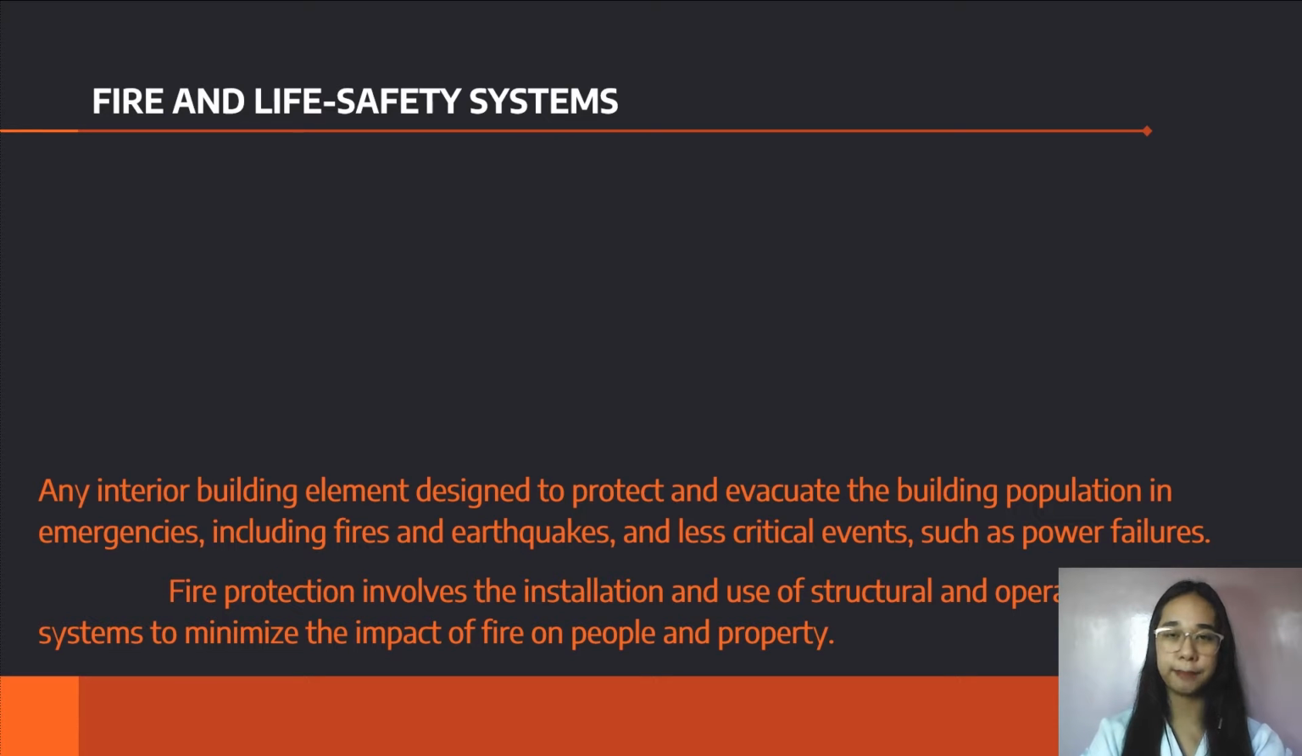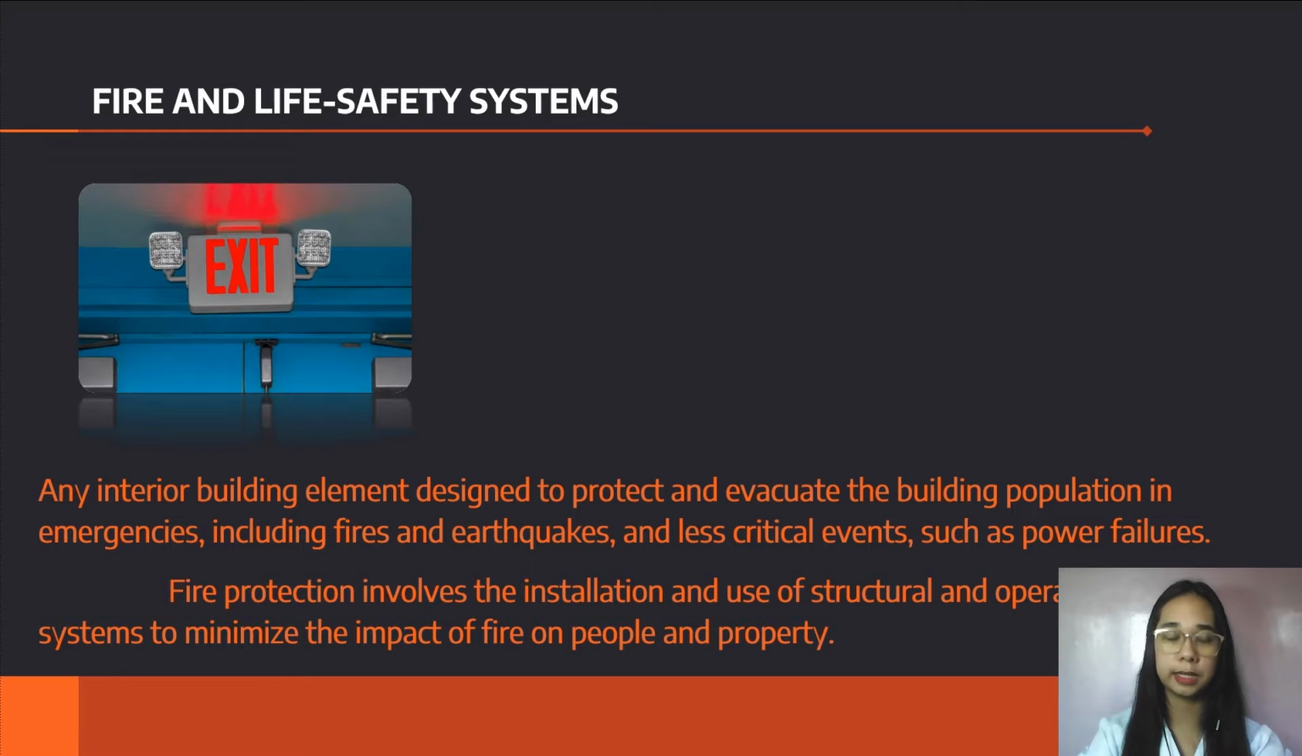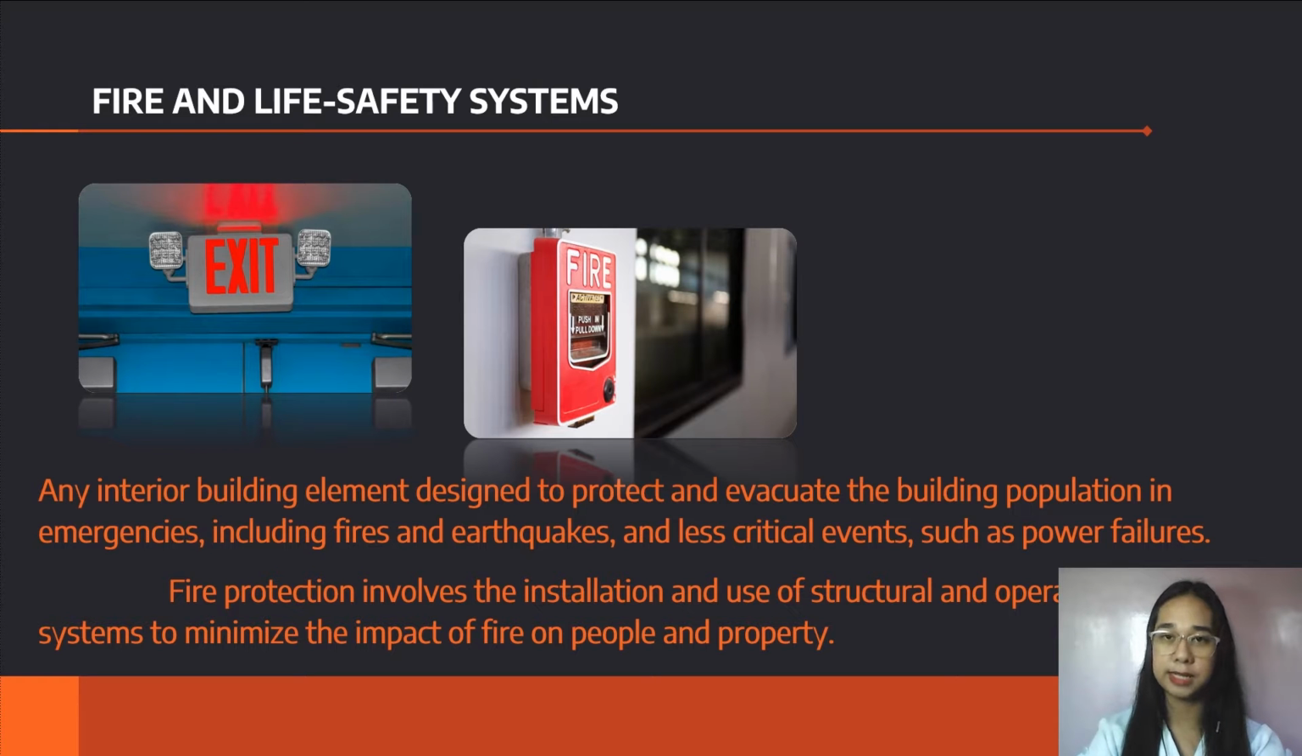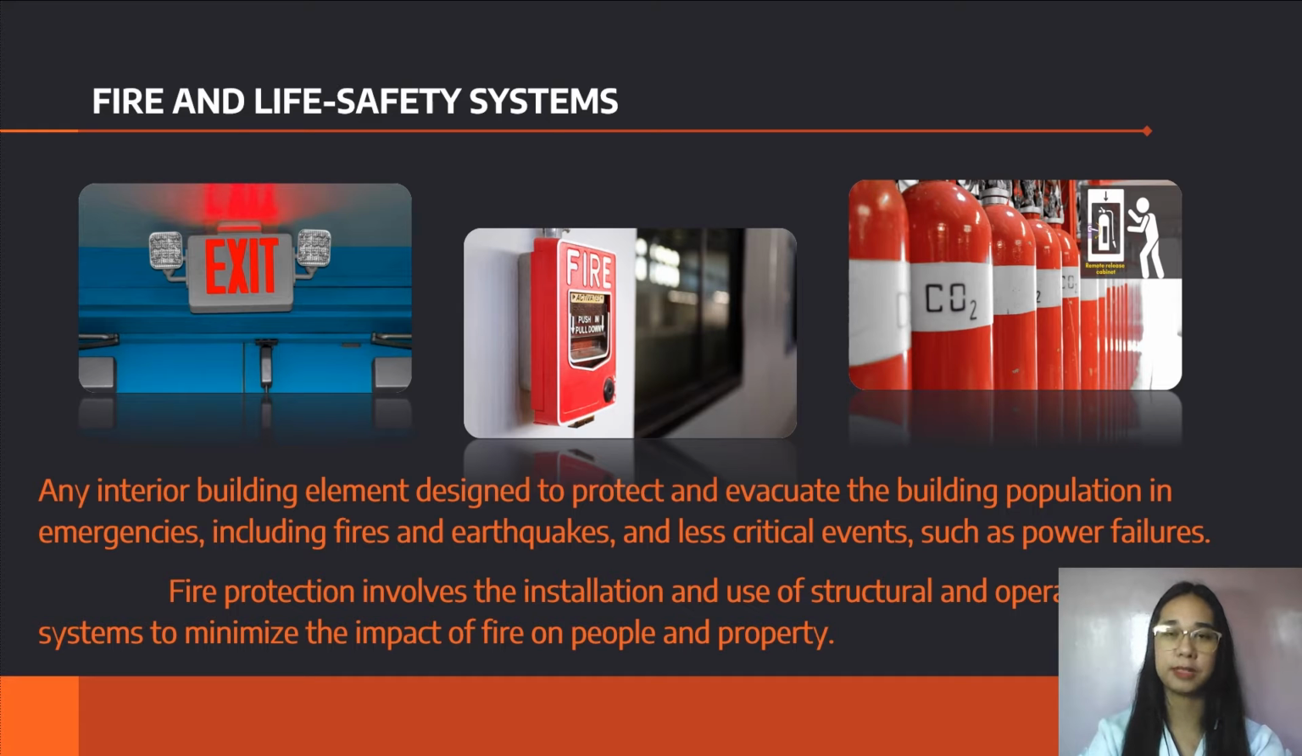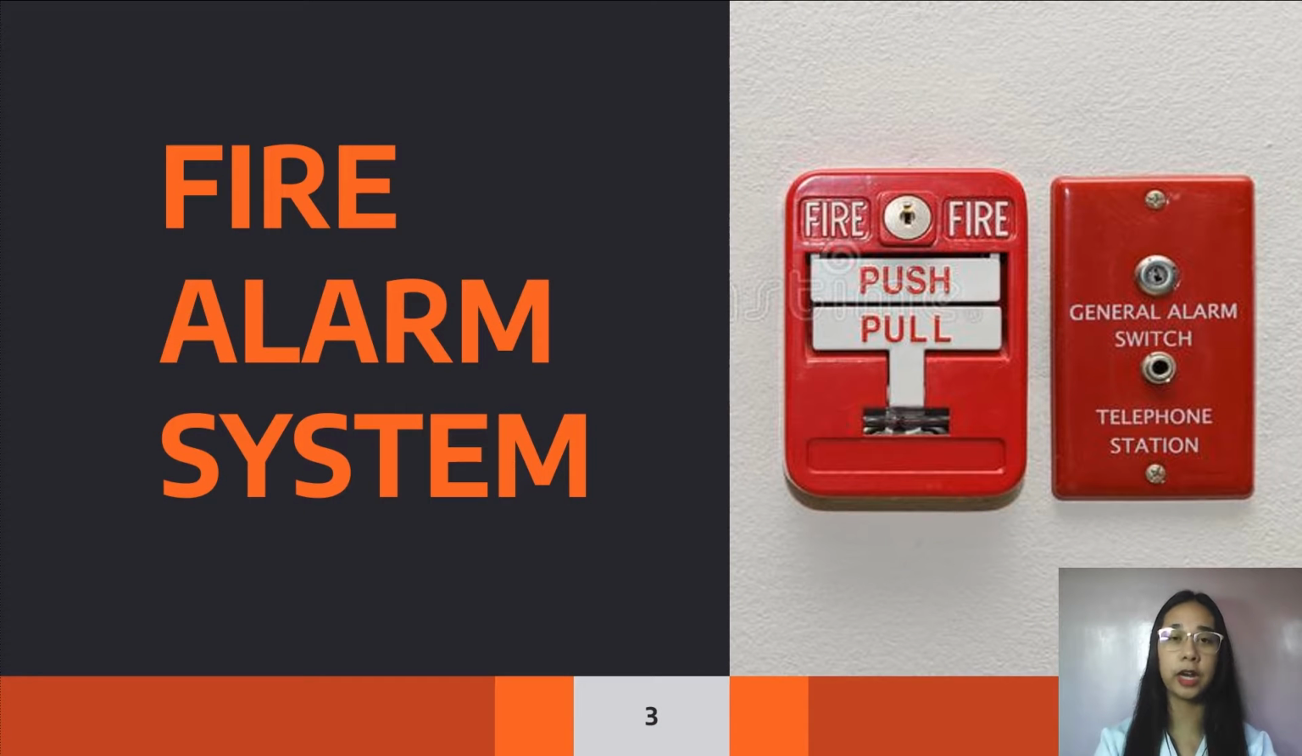Any interior building element designed to protect and evacuate the building population in emergencies, including fires and earthquakes, and less critical events such as power failures, is what we call the fire and life safety systems. Now, fire protection and life safety systems include the building exit systems, the fire alarm systems, and fire suppression systems. Fire protection involves the installation and use of structural and operational systems to minimize the impact of fire on people and property. Now let's talk about the fire alarm system.